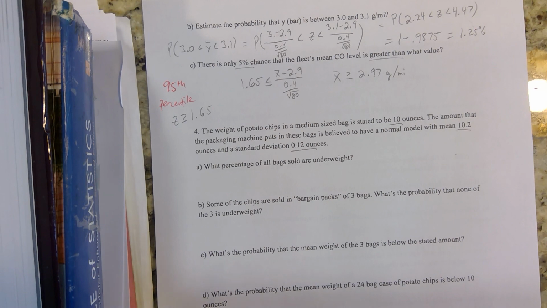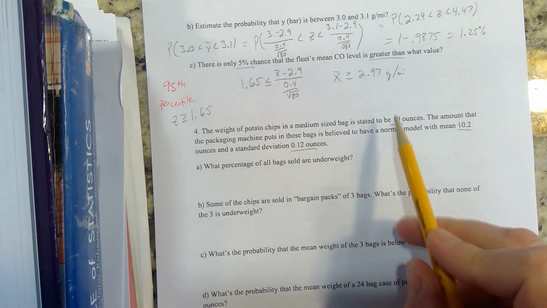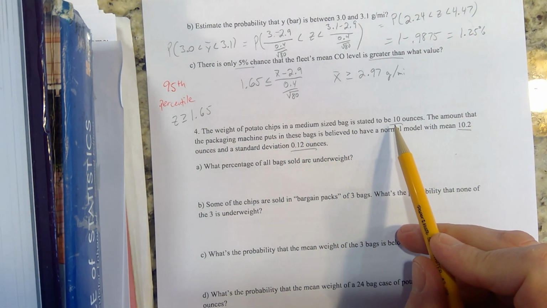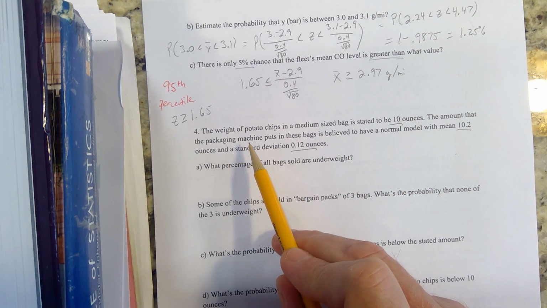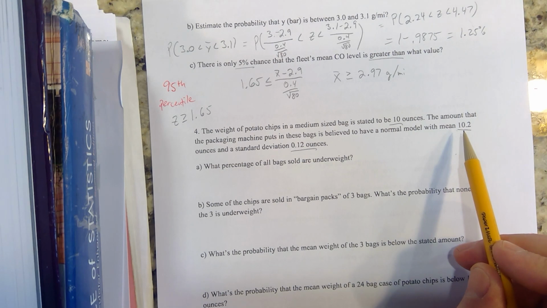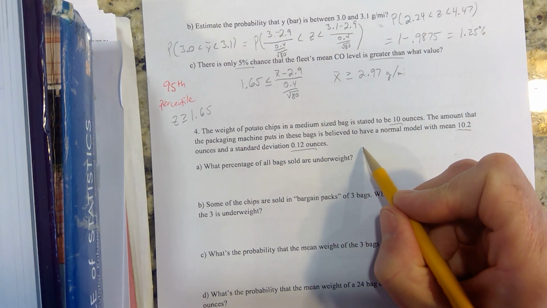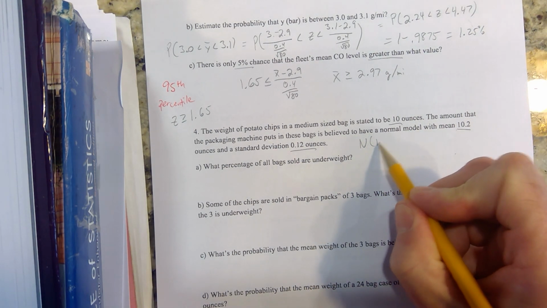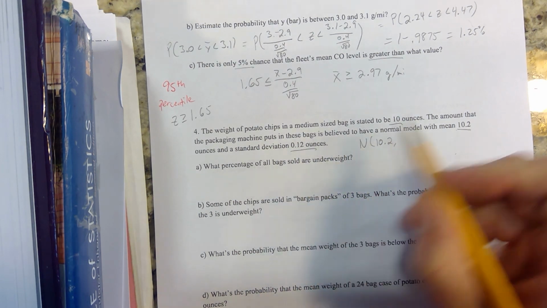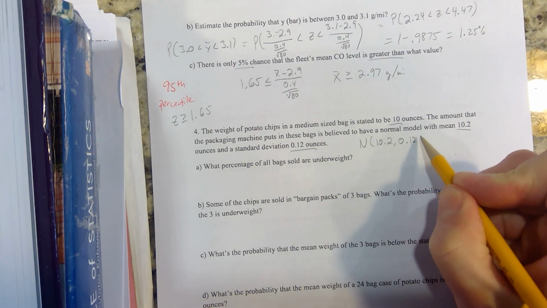Okay, this one can trick some students. Notice this is the amount that's printed on the bag, but that's not necessarily what's going in the bag, right? The machine is putting that in the bag on average. So my distribution is normal with a mean of 10.2 and a standard deviation of 0.12.